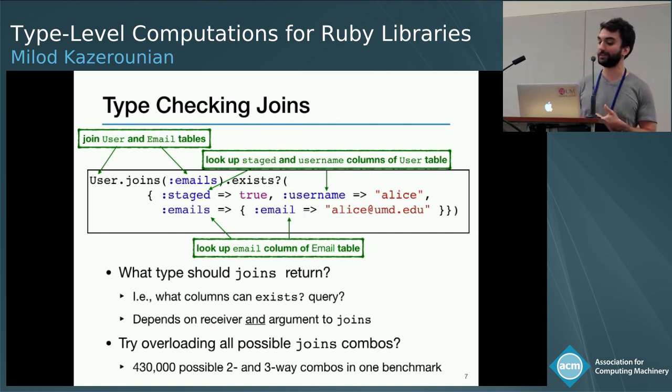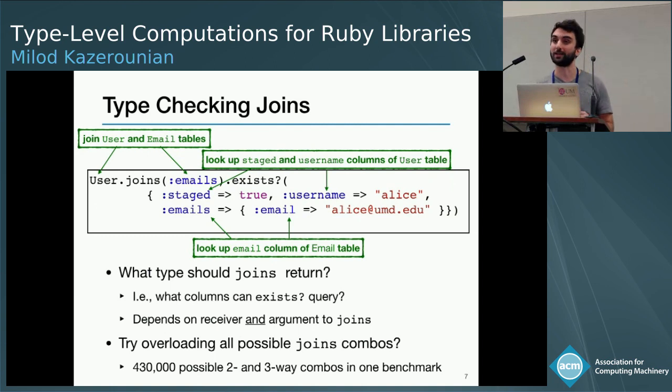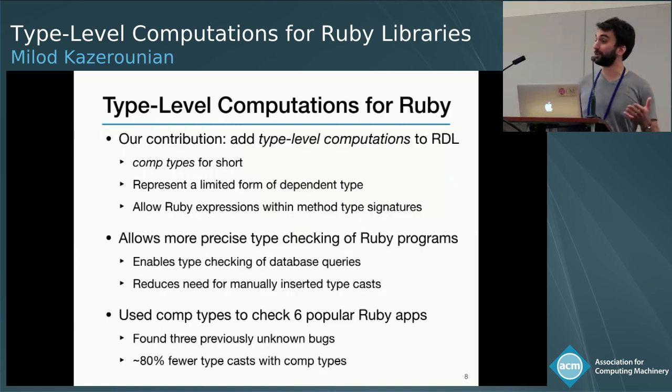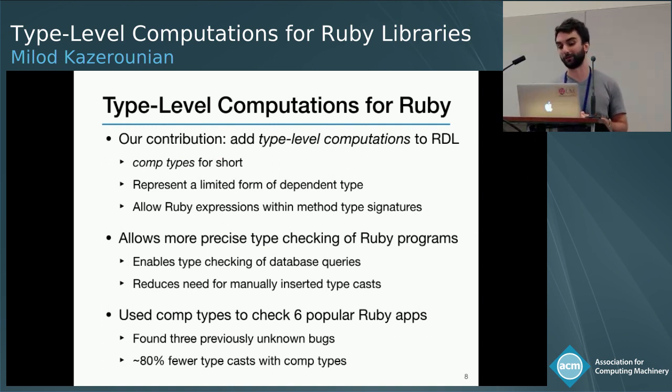And the real trick here is that the return type for joins depends on both the receiver and the argument to the joins call. So one thing we could try is, again, overloading, this time all possible joins combinations, but this is going to be infeasible for larger programs. For one of our benchmarks, we found there were over 430,000 possible 2- and 3-way joins combinations. We couldn't feasibly generate all these types and use them to type check a program in a reasonable amount of time. Which brings us to our solution, which is to make use of type-level computations for Ruby library methods.